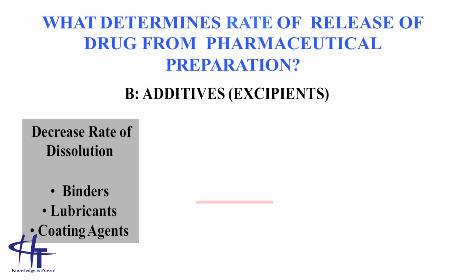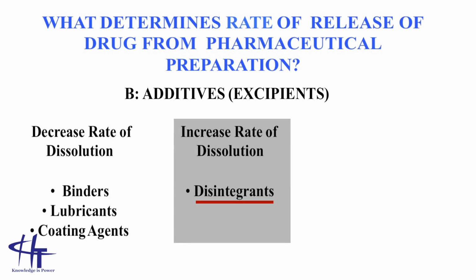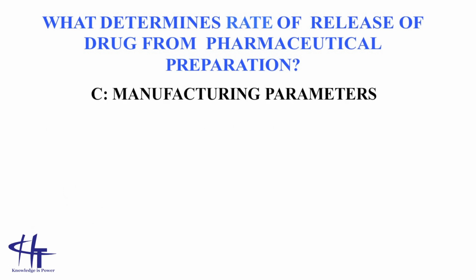And then disintegrants. There are some drugs that come with special disintegrants that are mixed with them. And so disintegrants basically increase the rate of dissolution, and for that matter, they increase the rate of release of this active drug into solution. Now, the ones which have a variable effect on the rate of dissolution are what we refer to as the diluents, the coloring agents, or even the flavoring agents.